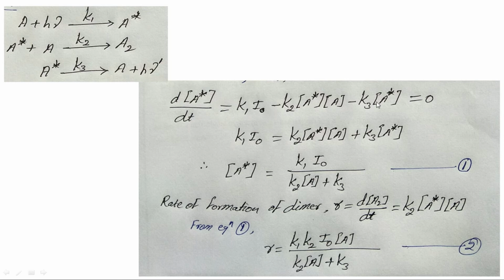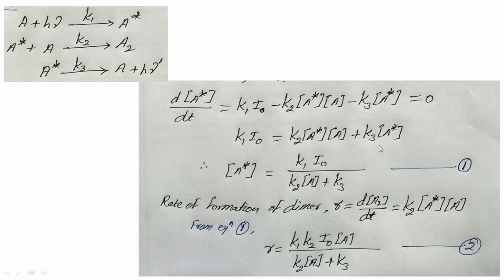I will simplify this equation for the molar concentration of the activated anthracene molecule. Initially I will shift both the negative terms to the right hand side and they become positive. Then I will take the A* concentration out as common.